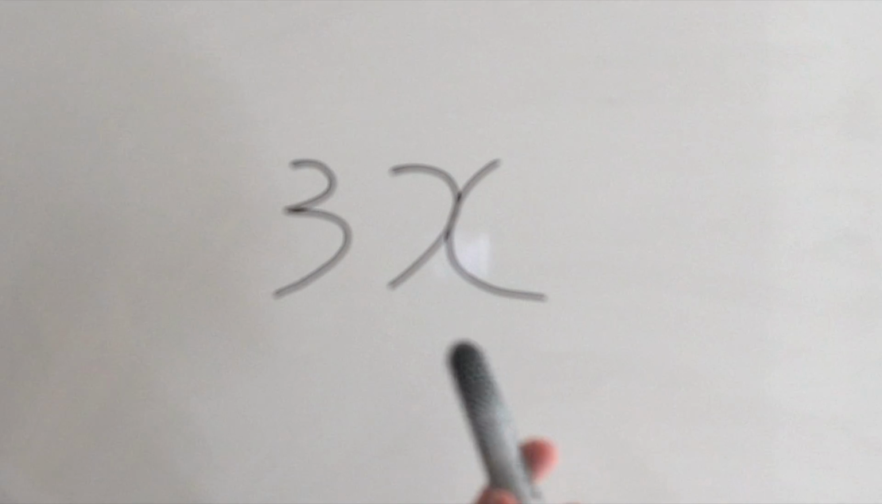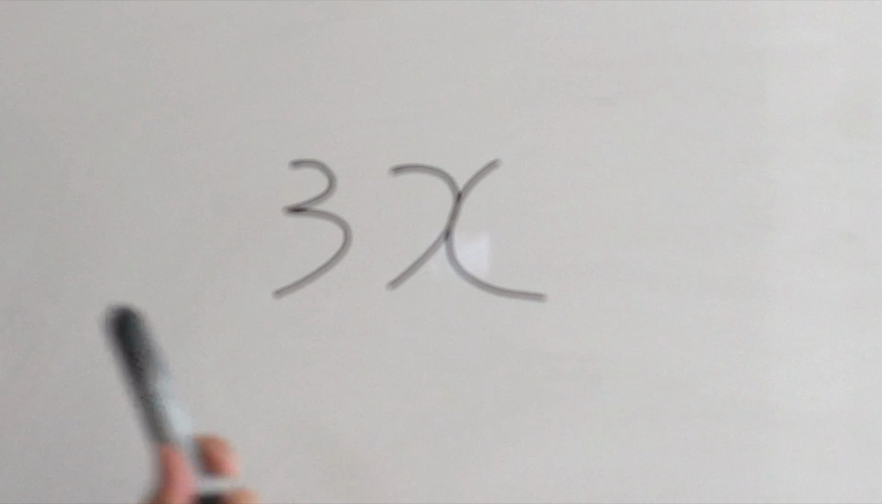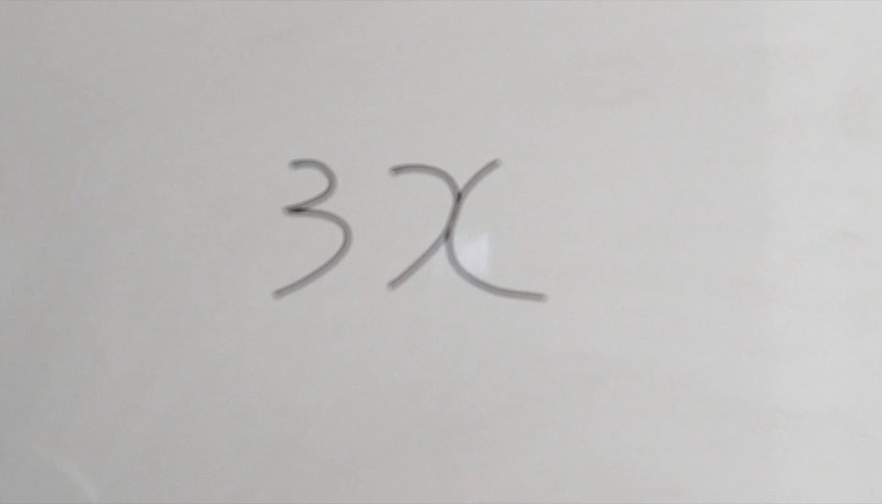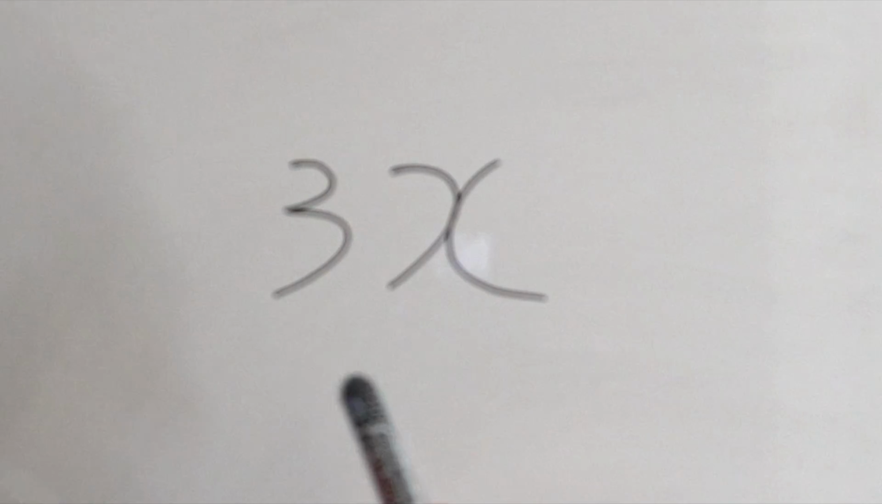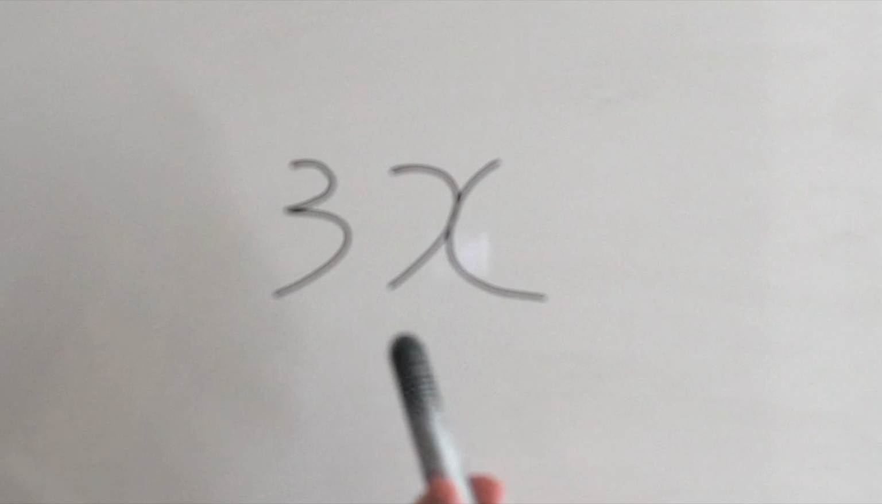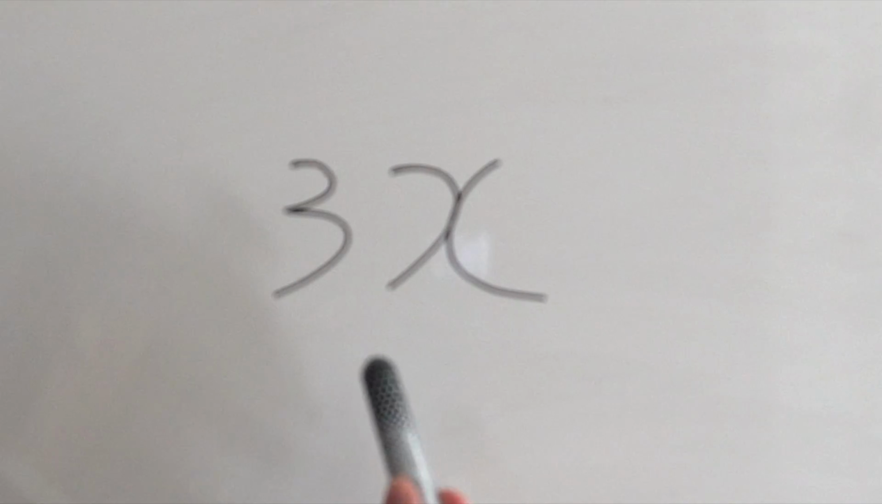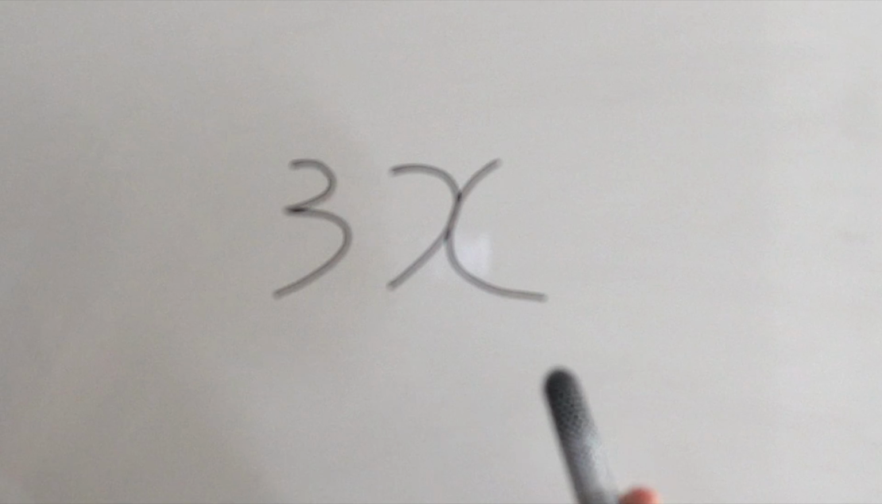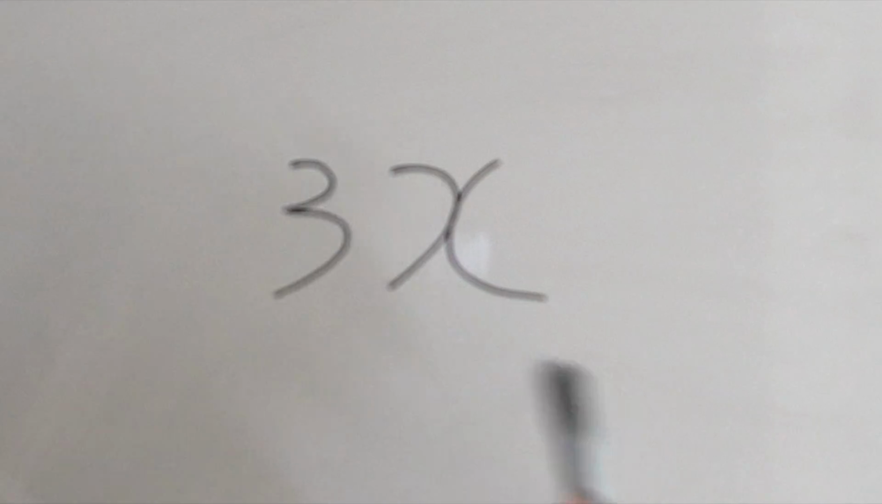And variables usually have a number in front of them, called a coefficient. And if the coefficient isn't written, we automatically assume that the coefficient is 1. What this coefficient means is that we have coefficient-many of the variables. So in this case, we have 3x, right? This means that we have 3 x's.